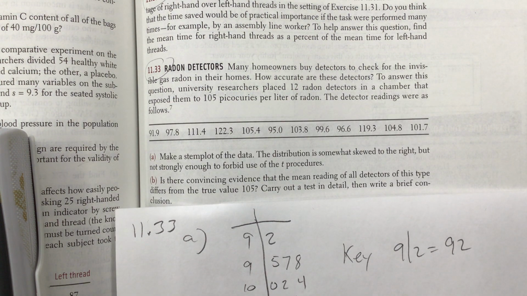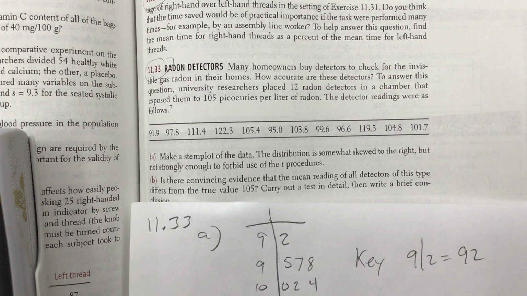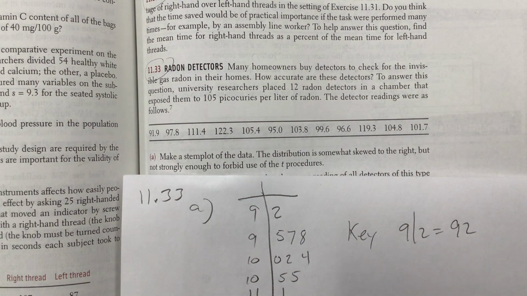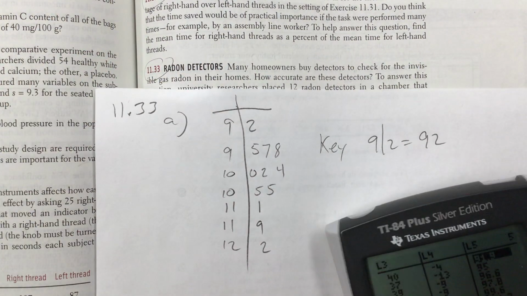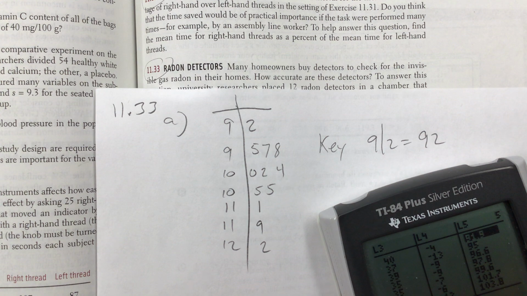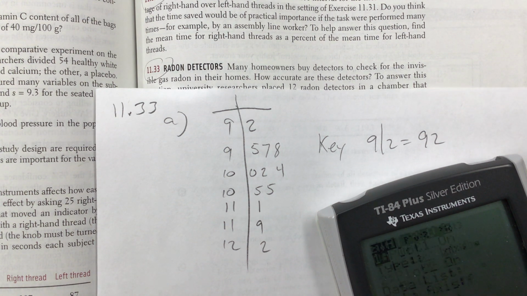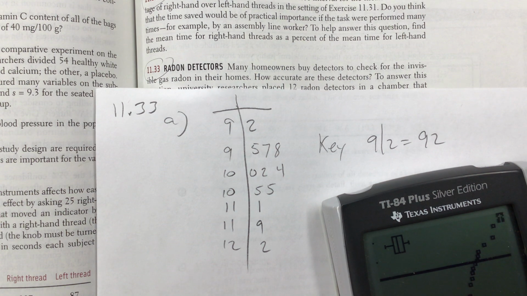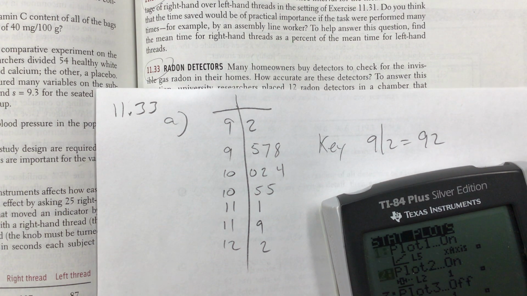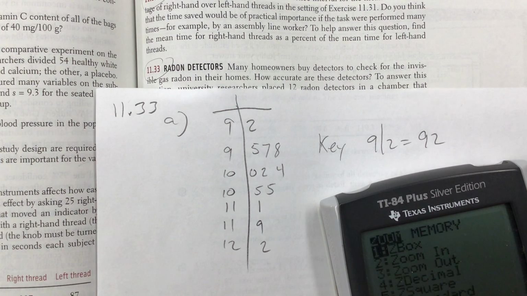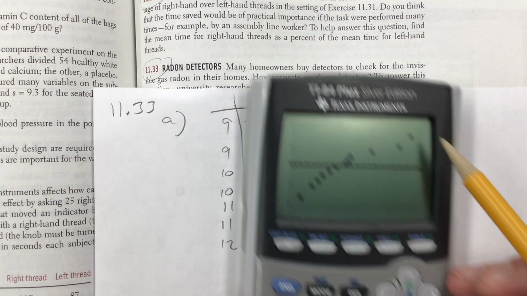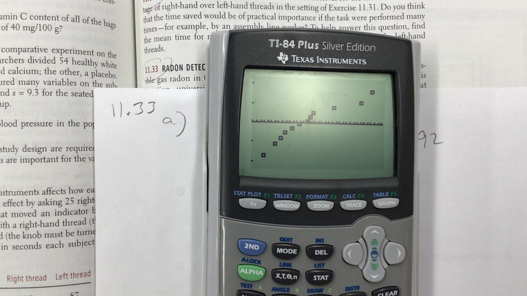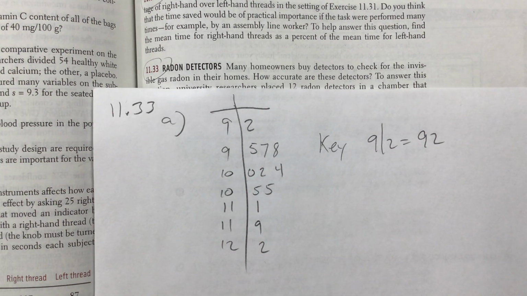The distribution is somewhat skewed to the right. Yeah, okay. But not strongly enough to forbid use of T procedures. Again, I would prefer a normal probability plot if I had to pick one single graph. So I'll do that just to. Oh, turn off this other plot. And there you go. Normal probability plot looks pretty linear. So yeah, the data is not perfectly normal, but it's pretty close. So we should be fine. Should be safe.